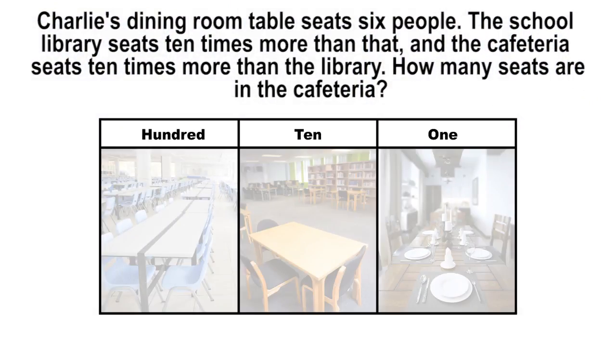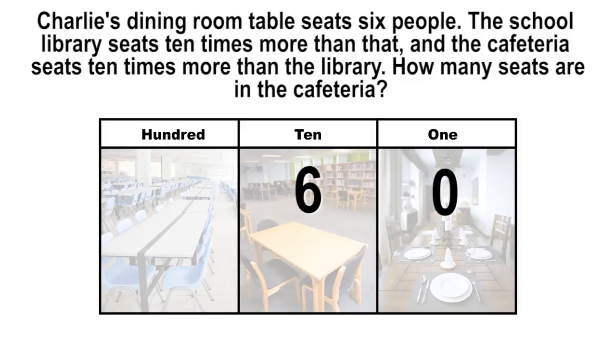Charlie has 6 seats at the dining room table. Let's write a 6 on the place value chart. If the library has 10 times more, I know that I need to multiply 6 by 10. This equals 60 and moves the digit 6 one place to the left, which is the tens place. 60 is the number of seats in the school library.